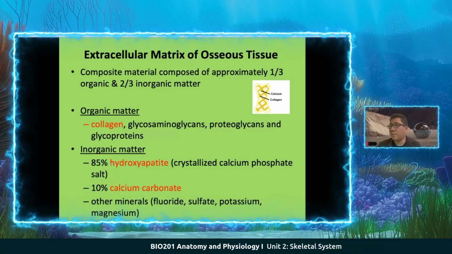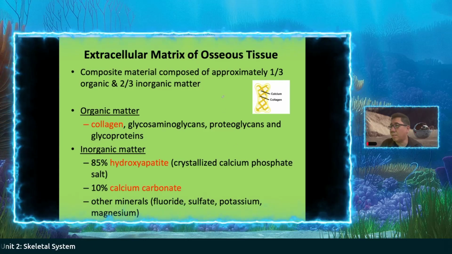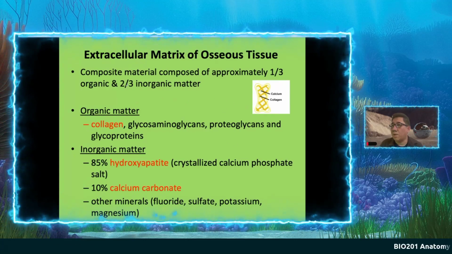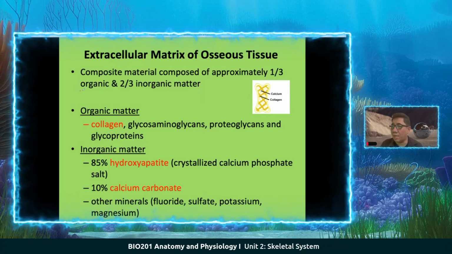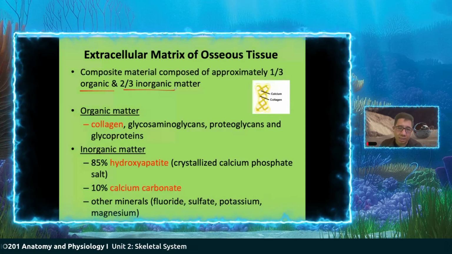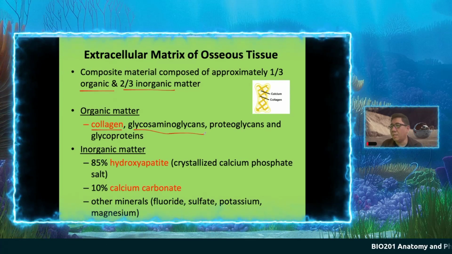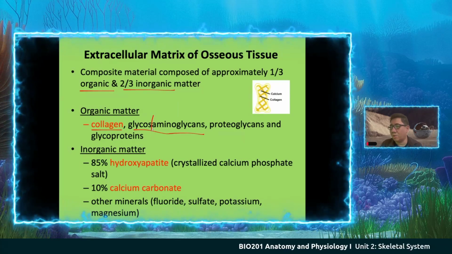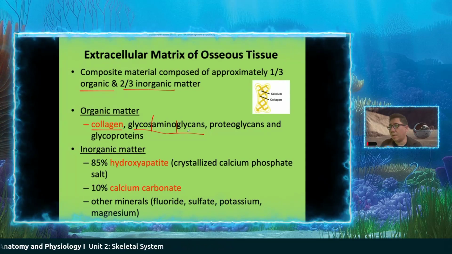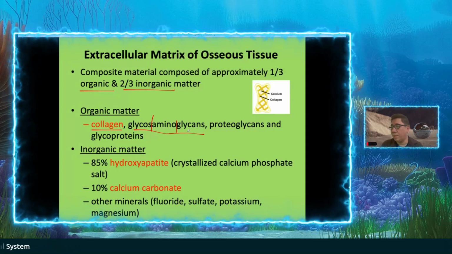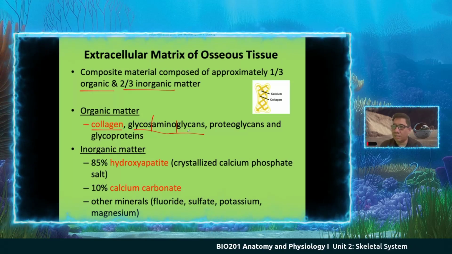Now we're going to talk about the extracellular matrix of osseous tissue. You have different components that make up this matrix. One third of it is organic, and two thirds of it is inorganic. The organic matter would be your collagen and glycosaminoglycans. Glyco is sugar, amino refers to protein, and glycan is part of your fibers. You also have proteoglycans and glycoproteins. All of these are organic matter.